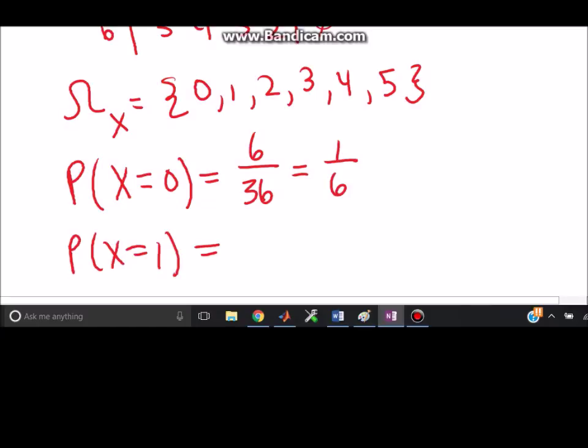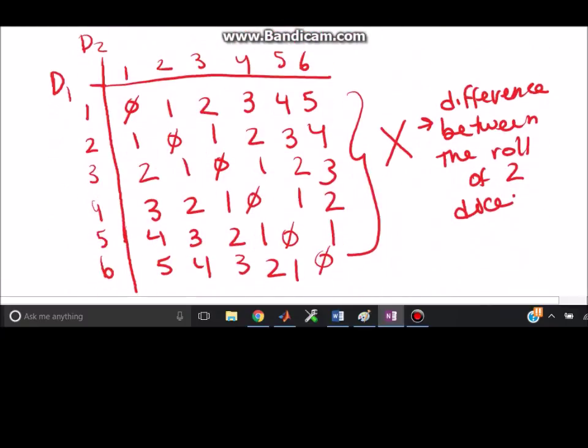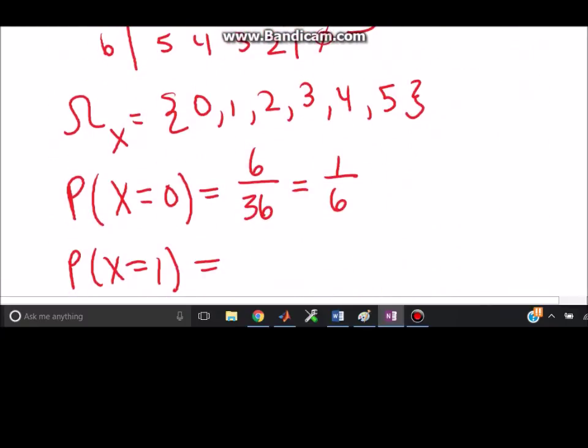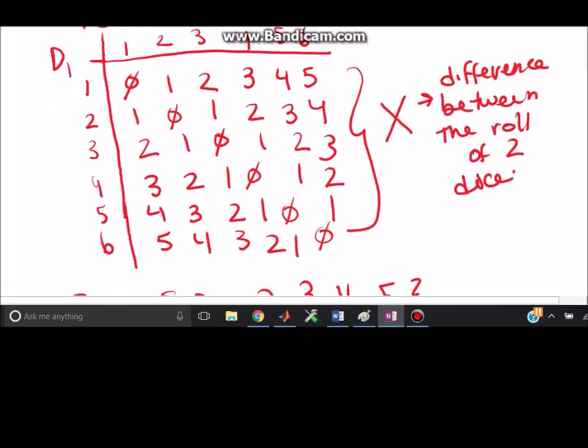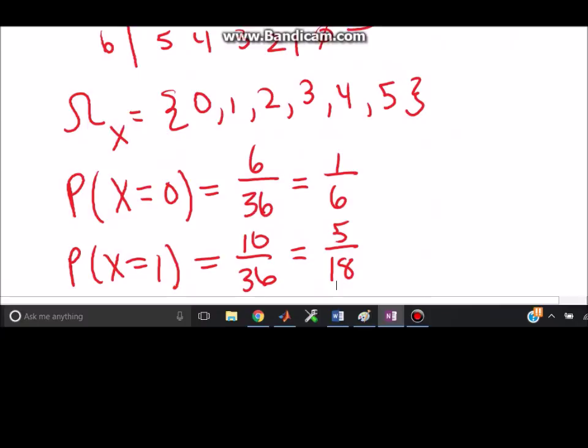So how many 1s are in the table? There are 1, 2, 3, 4, 5, 6, 7, 8, 9, 10 1s in the table. That would be 10 over 36. And then we would do the same for all the other ones. So there are 8 2s and 6 3s.